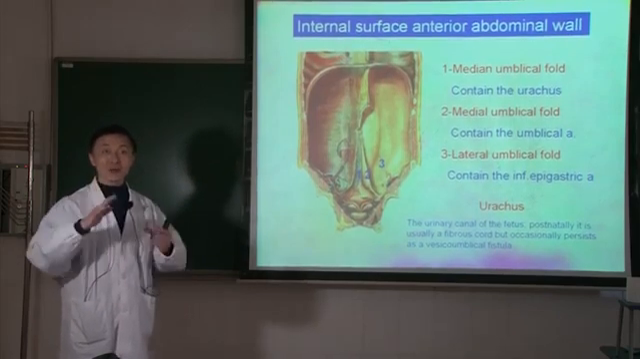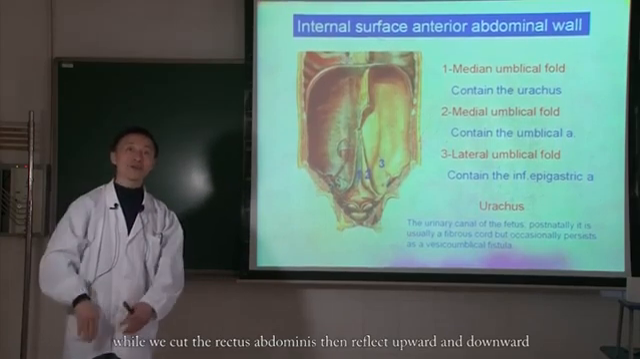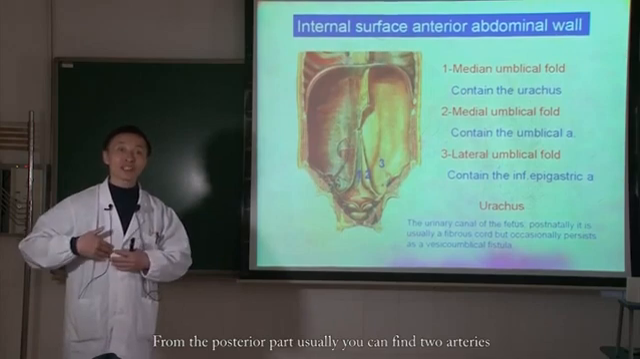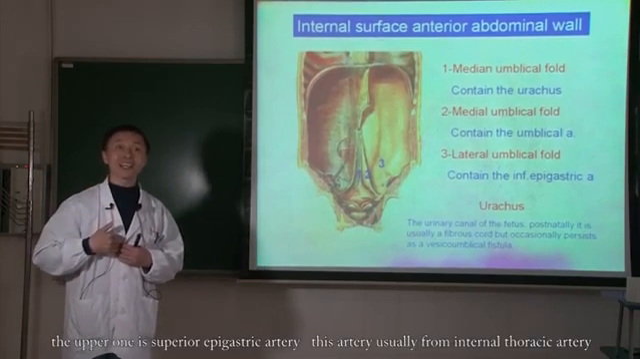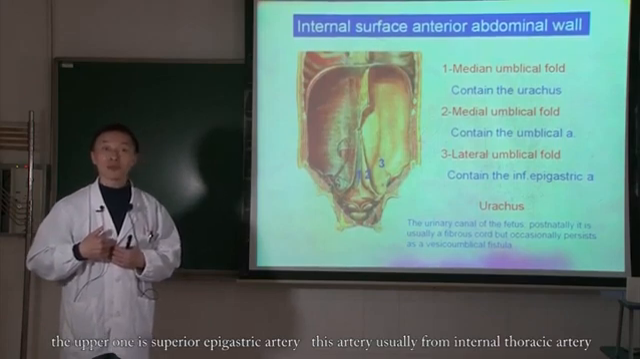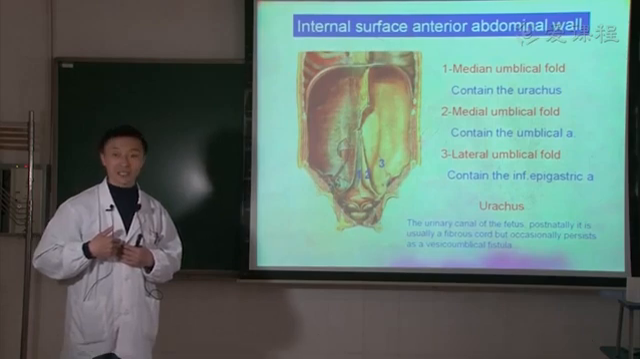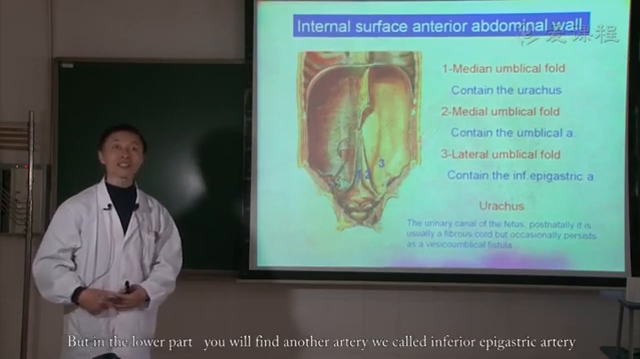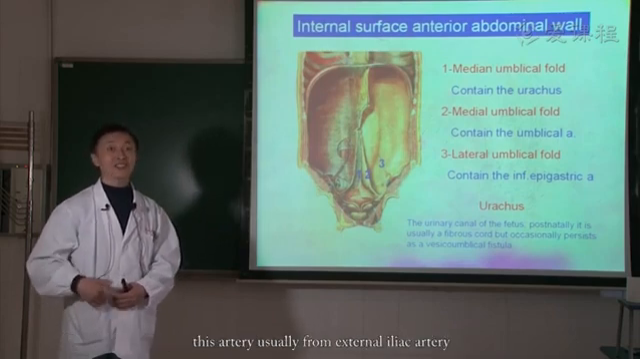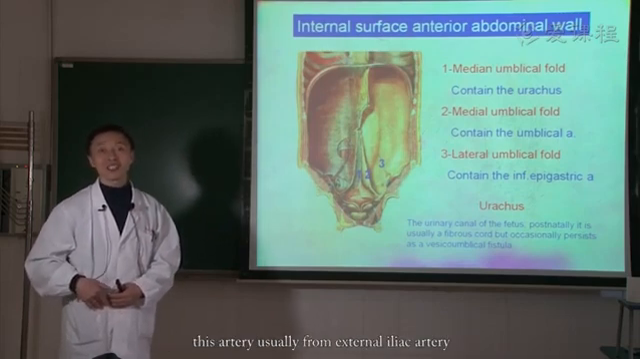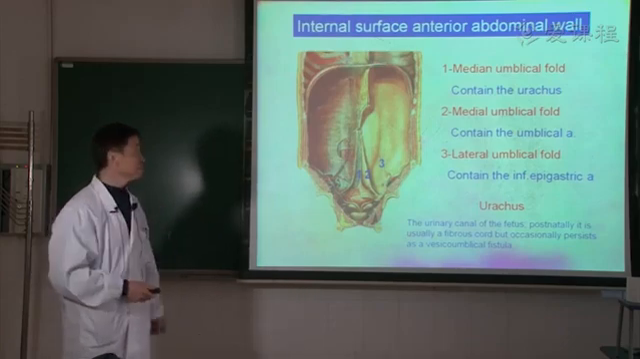Last lecture, we cut the rectus abdominis and reflected it upward and downward. From the posterior part, we can usually find two arteries. The upper one is the superior epigastric artery. This artery usually comes from the internal thoracic artery. But in the lower part, we can find another artery, which we call the inferior epigastric artery. This artery usually comes from the external iliac artery.